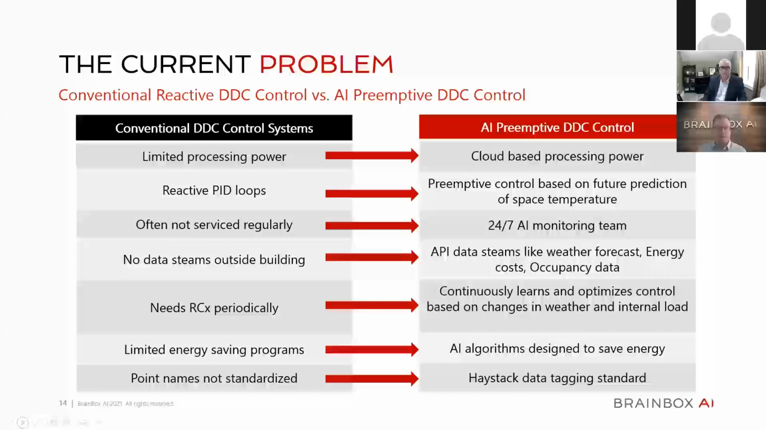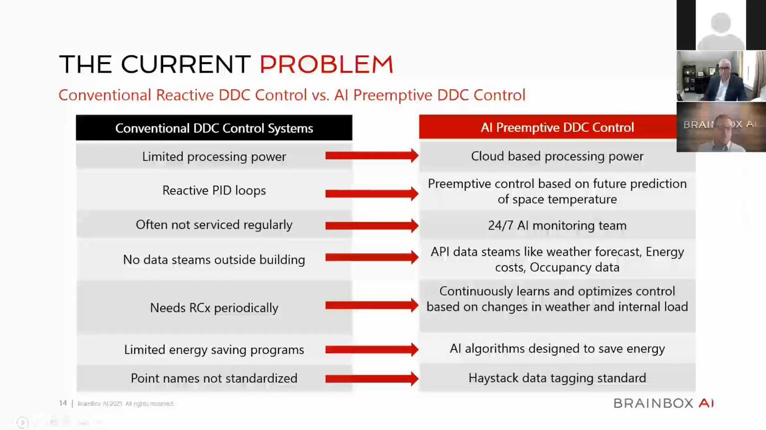Control systems need retro-commissioning periodically. There's always drift. Utilizing a software as a service business like BrainBox AI, it continuously learns, optimizes, and controls the system as long as the service is implemented. AI-driven algorithms to save energy are abundant in our solution. They're very limited, or they take a lot of manpower to develop, engineer, and deploy on site.